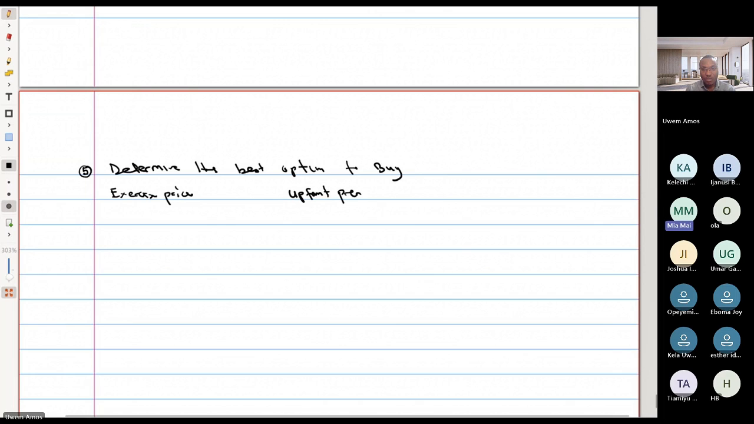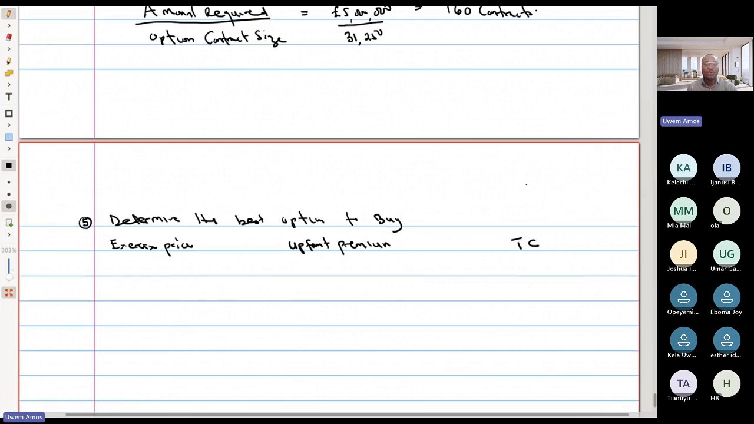Okay, so we need to determine the best option to buy. So there are 3. So we said, okay, for each of them, what is the exercise price? What is the upfront premium we need to pay now? And what is the total cost? So that we know the cheapest one is the one that we would go for, really, because we are making payment. We need as cheap as possible. So let's compare all of the 3 and see which one makes the most sense for us.